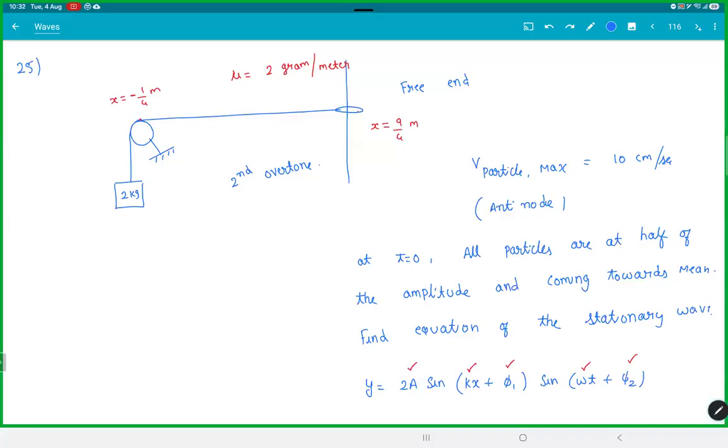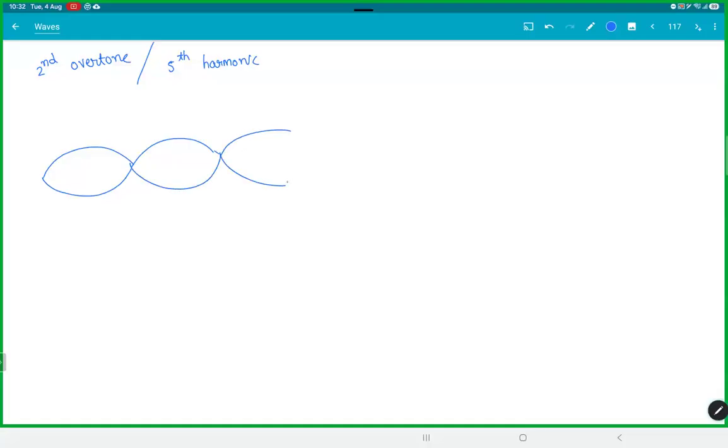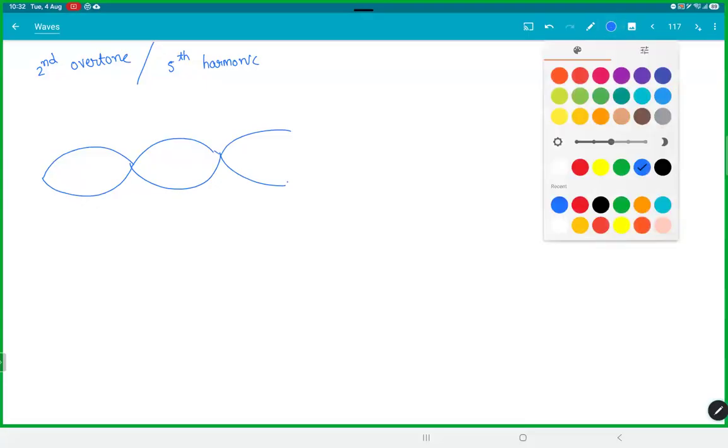Let's see. So, first thing, second overtone, meaning it is the second frequency after the fundamental. And we know whenever you have a free end, you don't get even harmonics. So that means it is the third and the fifth harmonic. So be careful. In a sonometer, when both sides are fixed, you get one loop, two loop, three loop. Here you get half loop, 1.5 loop, 2.5 loop, and so on. So here the picture is fifth harmonic, meaning 5 half loops. This is how the string will look. That's your fifth harmonic.